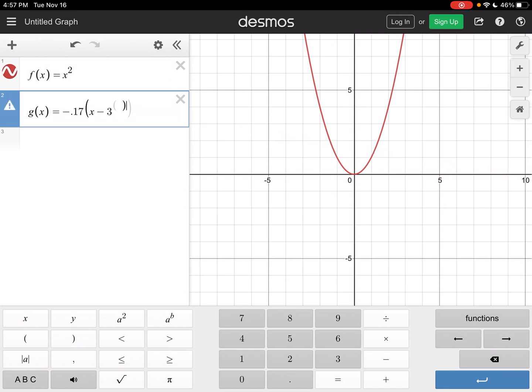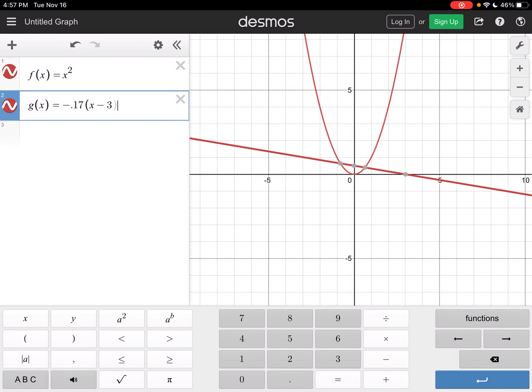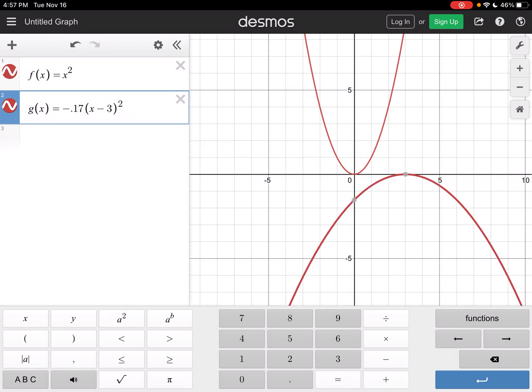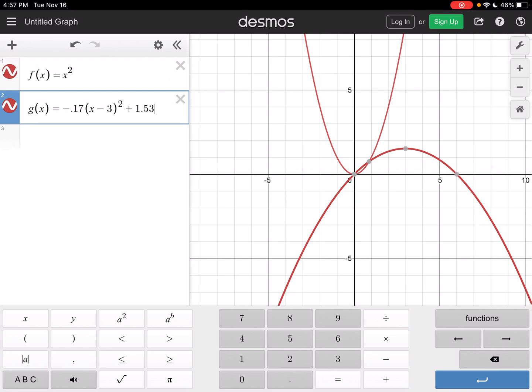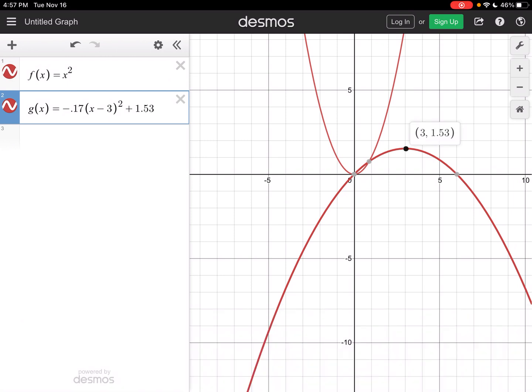Whoa, too much stuff here. There we go. Then I'll add 1.53. And so I see my vertex is at 3 and 1.53. I flipped it over the x-axis and I've vertically compressed it so it looks like it's wider.